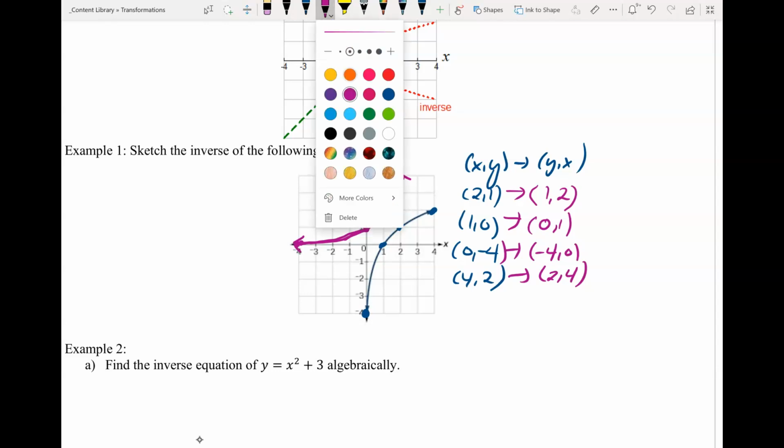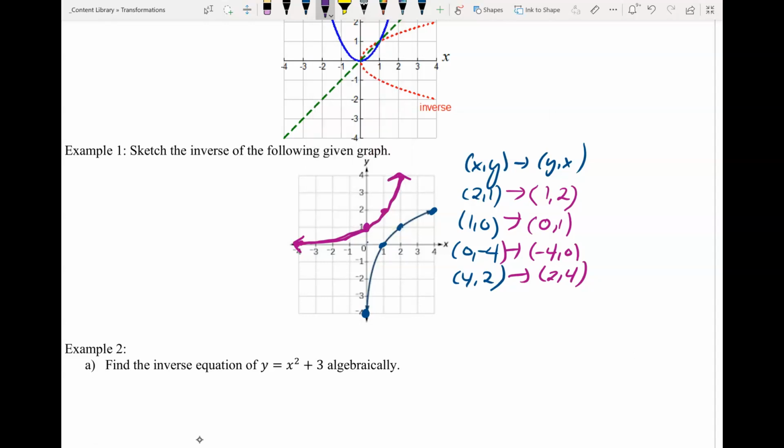And if we think about what we are reflecting upon, we're reflecting upon y equals x. So if I want to draw in our line of reflection, this is our mirror line that we're reflecting upon.